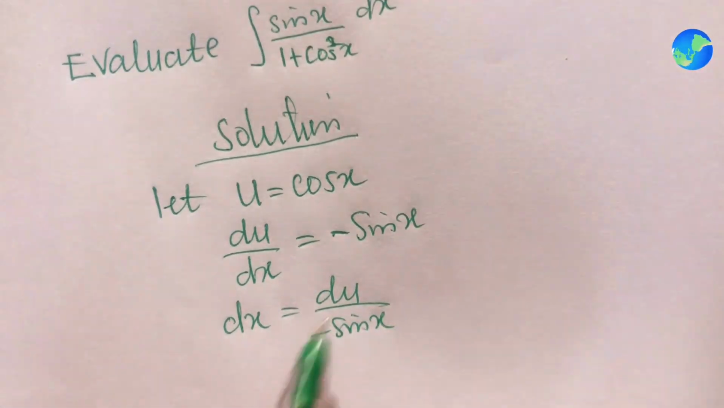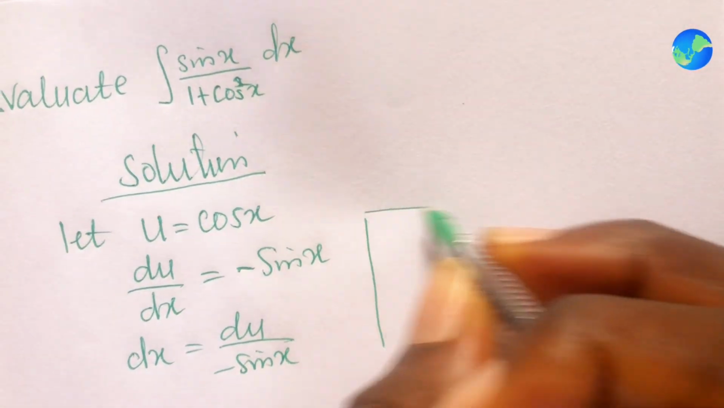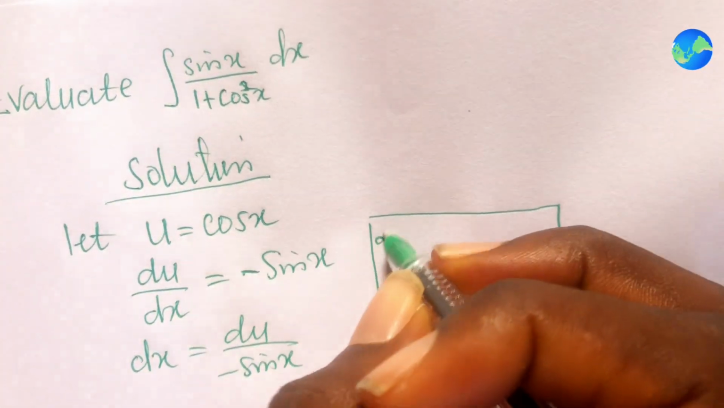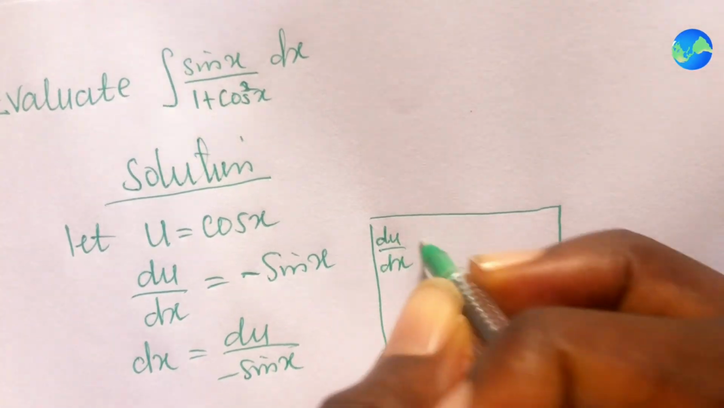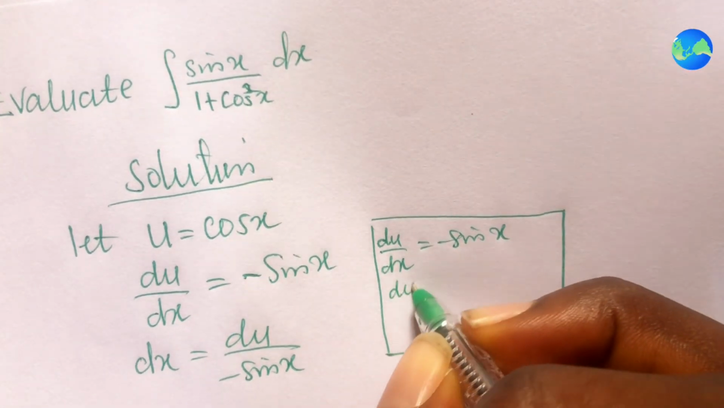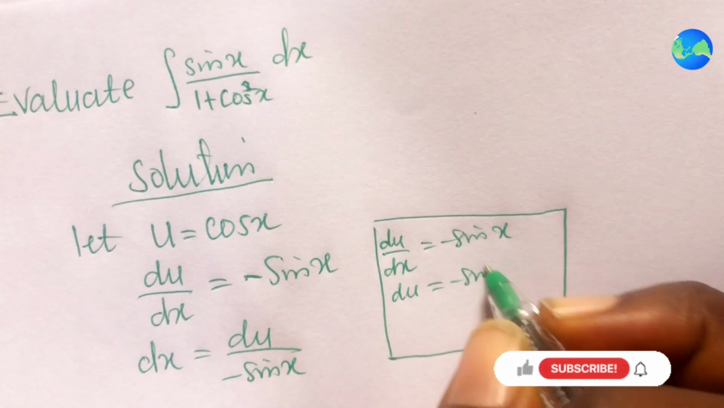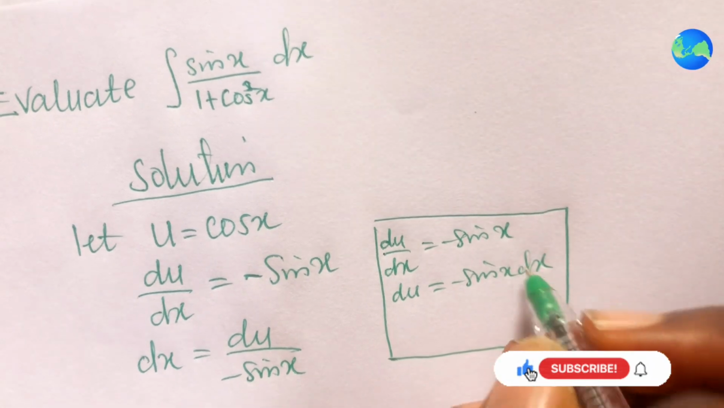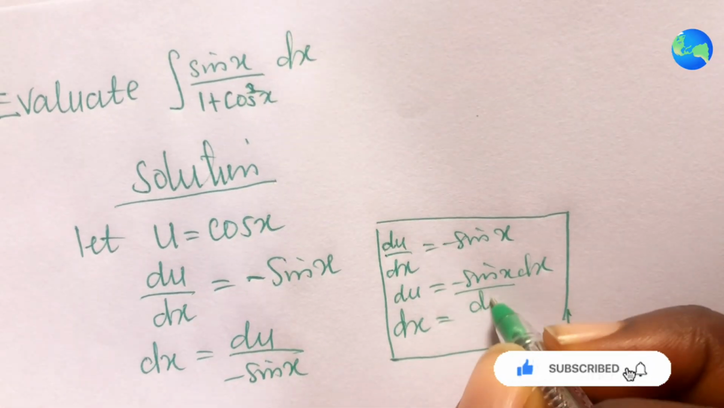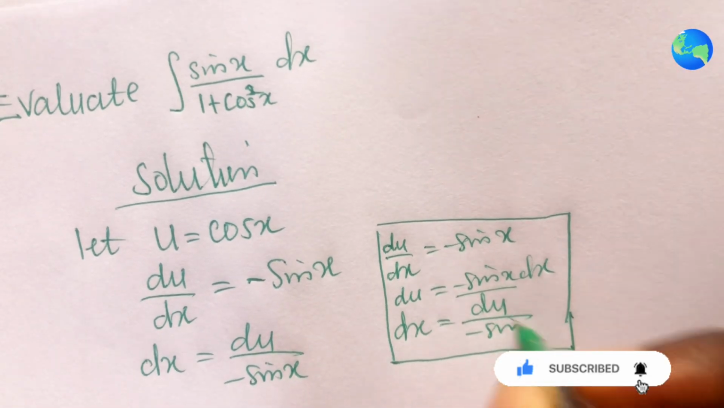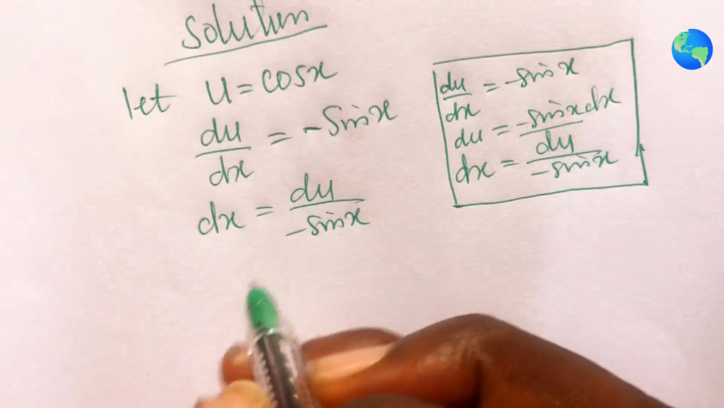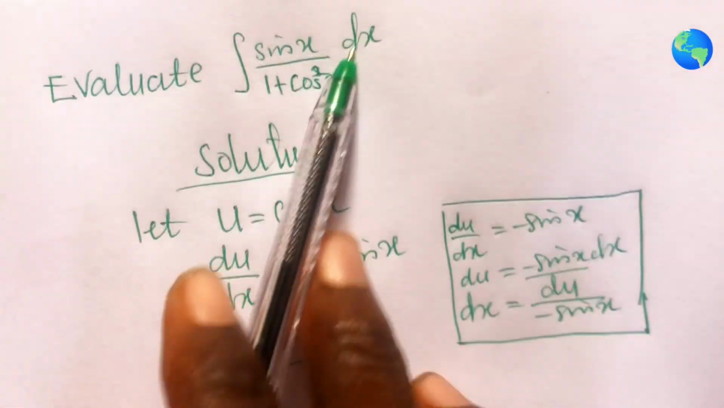You can actually check out how. Well, let me just do it briefly here so you won't get confused. From here, we said du dx equals minus sine x, right? If you cross multiply, you will have it that du is equal to minus sine x dx. So if you divide both sides by minus sine x, you have it that dx is equal to du over minus sine x, which is exactly what I said here, right? So next, let's substitute everything we got here into this.